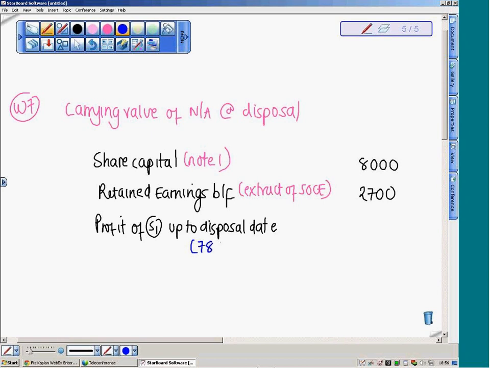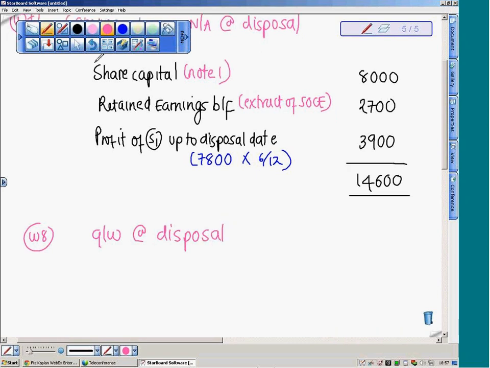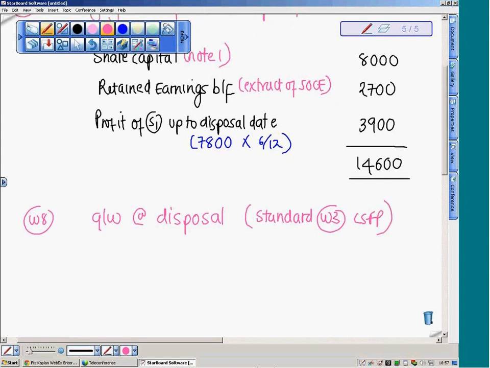Up until disposal is just the 7,800 multiplied by 6/12. Okay, and that's going to be 3,900. Okay, I took that all up, and 14,600 is the carrying value. Okay, I'm going to calculate just underneath goodwill at disposal. My goodwill at disposal, I'm just going to say it's my standard working 3 for the consolidated SFP perspective.